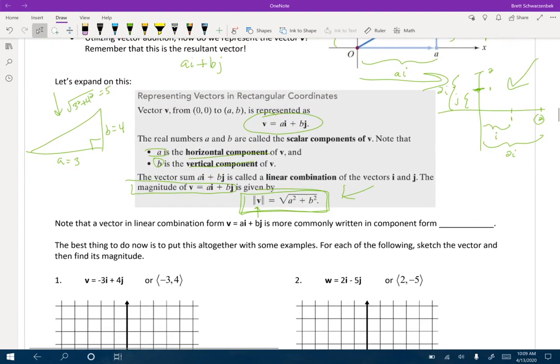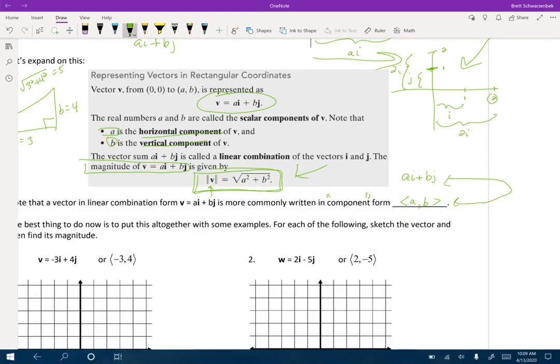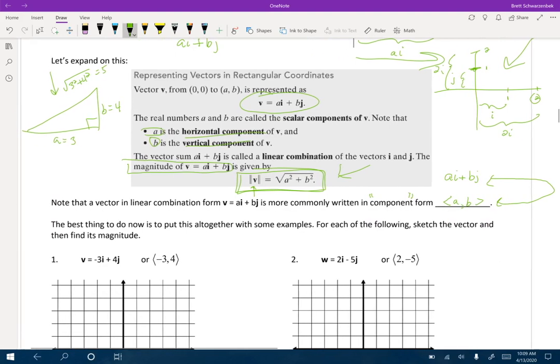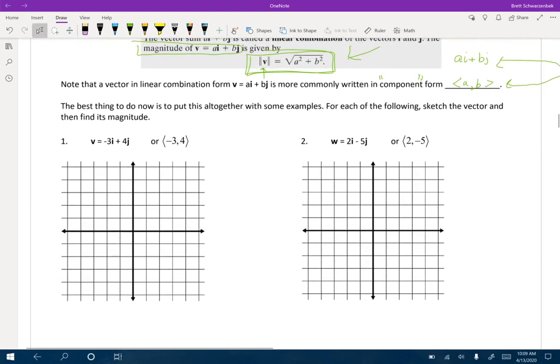One small thing as well: while vectors are often written in ai plus bj form, they could also be written in component form, which uses this terminology. You don't see this very often in anything else you did. It's little sideways caret brackets. That is called the component form. So these two things are essentially the same thing, FYI. Sometimes they're written one way and sometimes the other.